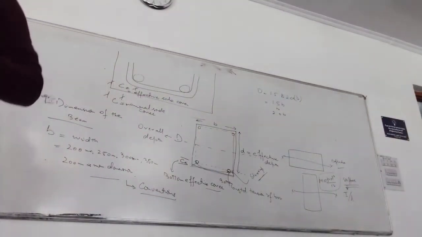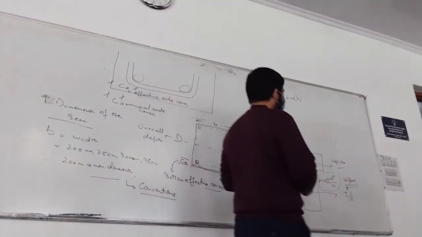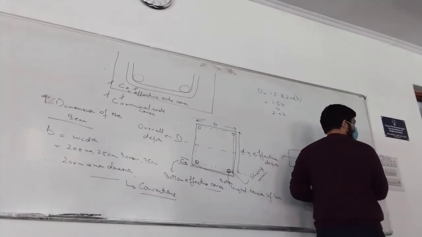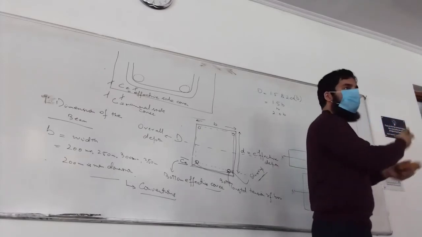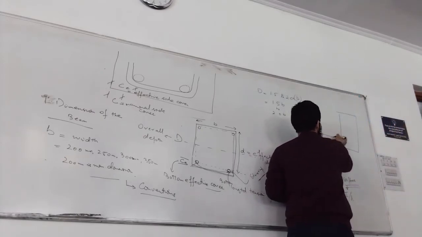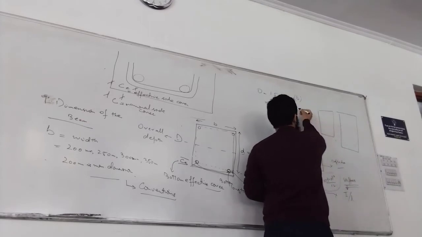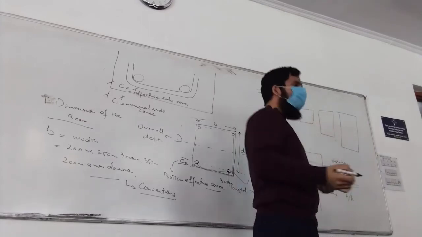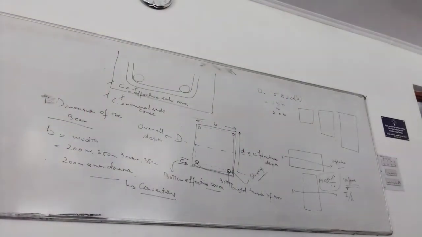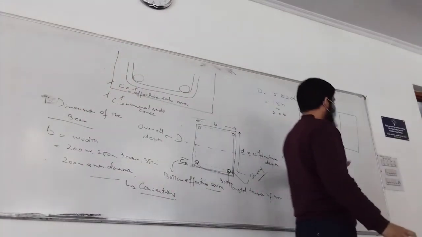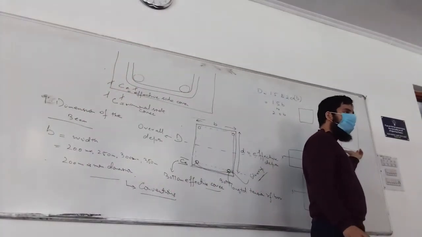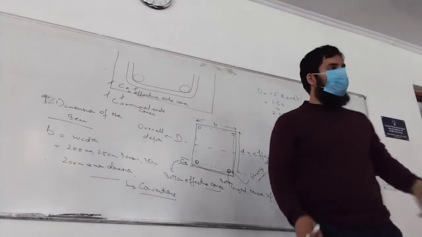So now why can't we keep on increasing, 1.5 times, 2 times D? If I take 3 times D, the section would look like this. 2 times D, the section would look like this. 1 times D, the section would look like this. Now 3 times D, 4 times D, why don't we take that? Then it no longer becomes a beam, it becomes a ball. It's acting like a ball then.